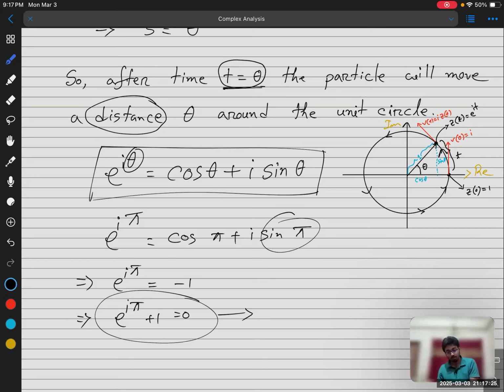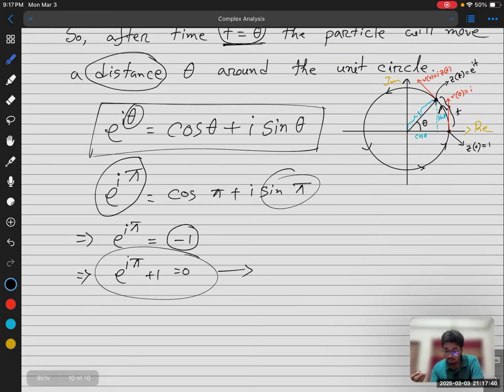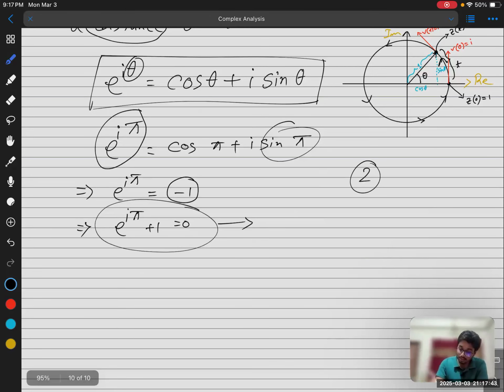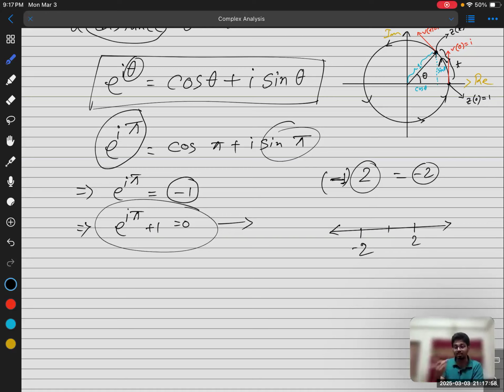So what does that mean? That means e to the power i pi is a pi radian rotation. This is -1. That means if 2 is a scalar and we multiply it with -1, then we get -2. In the real axis, if we consider this point as 2, then -2 is in just the opposite direction, that is, in the negative real axis.